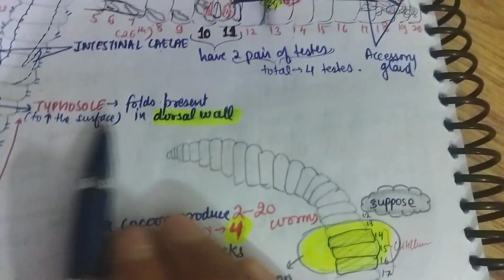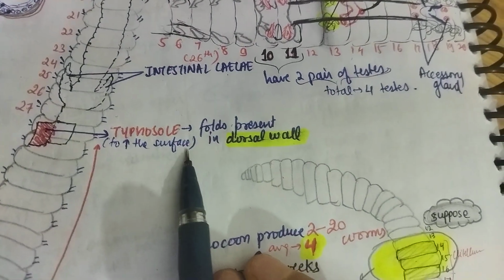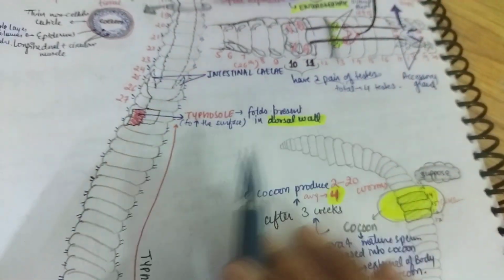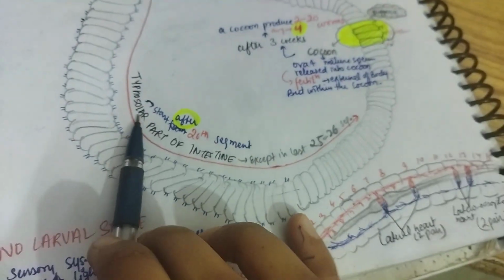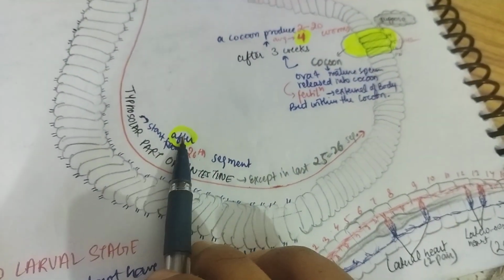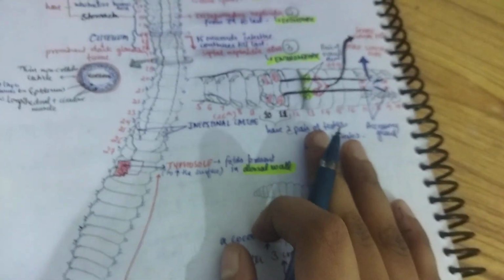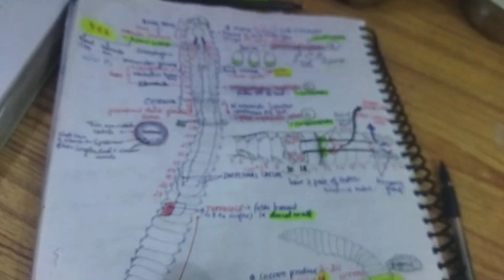There is a line in NCERT that the typhlosole are folds present to increase the surface area in the dorsal wall only. Okay, then the typhlosole starts after the 26th segment. It is a part of the intestine. Then let us discuss the transverse section of this earthworm.